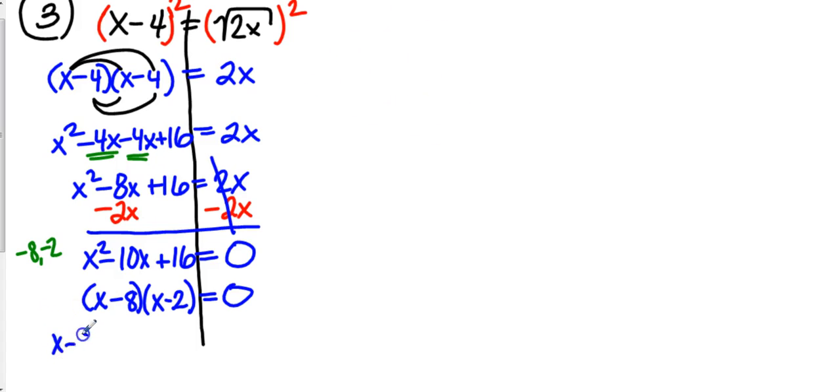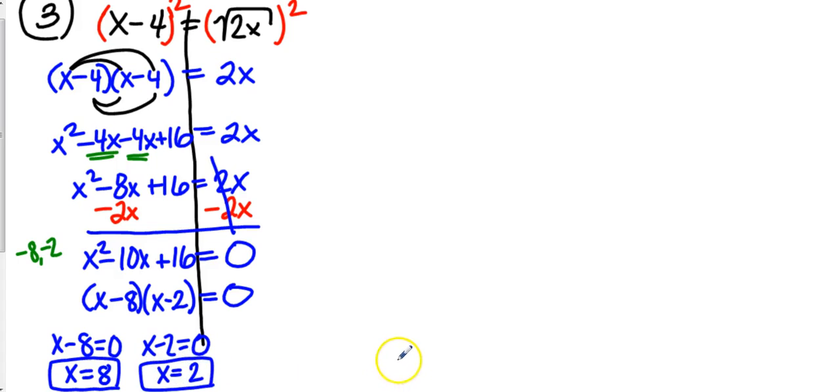From there, I take each of my two factors and I set it equal to 0. And we get x equals 8 and x equals 2. We're going to check both of those answers. So let's check x equals 8 first.